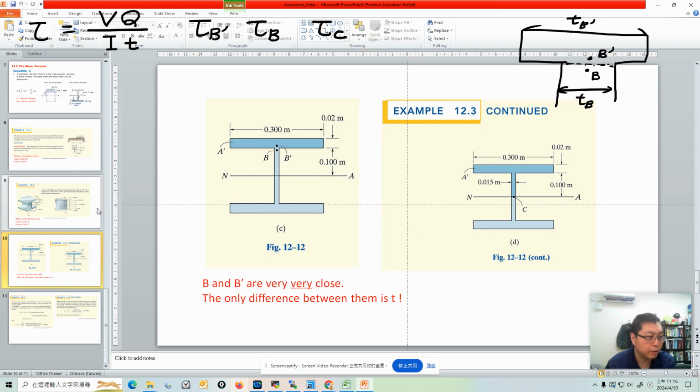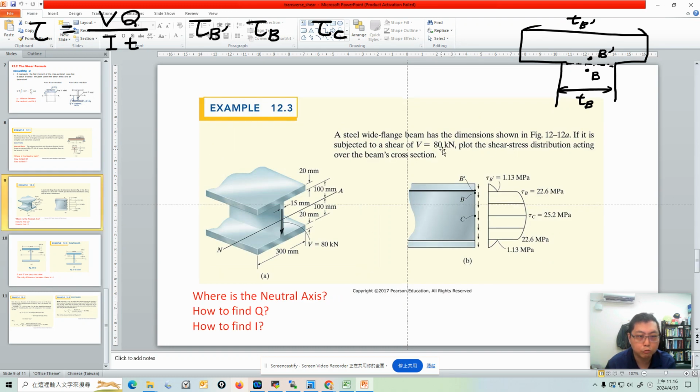So, from the problem description, what do we have? We know the shear force V is 80 kilonewton. We already know it, so we don't have to calculate it. The next thing is we need to know Q, I, and t.